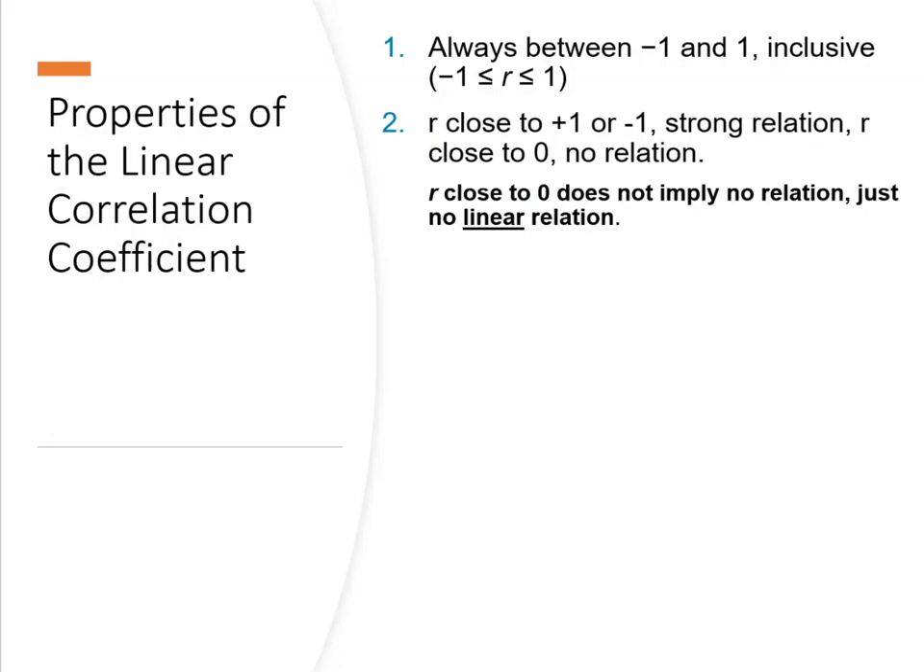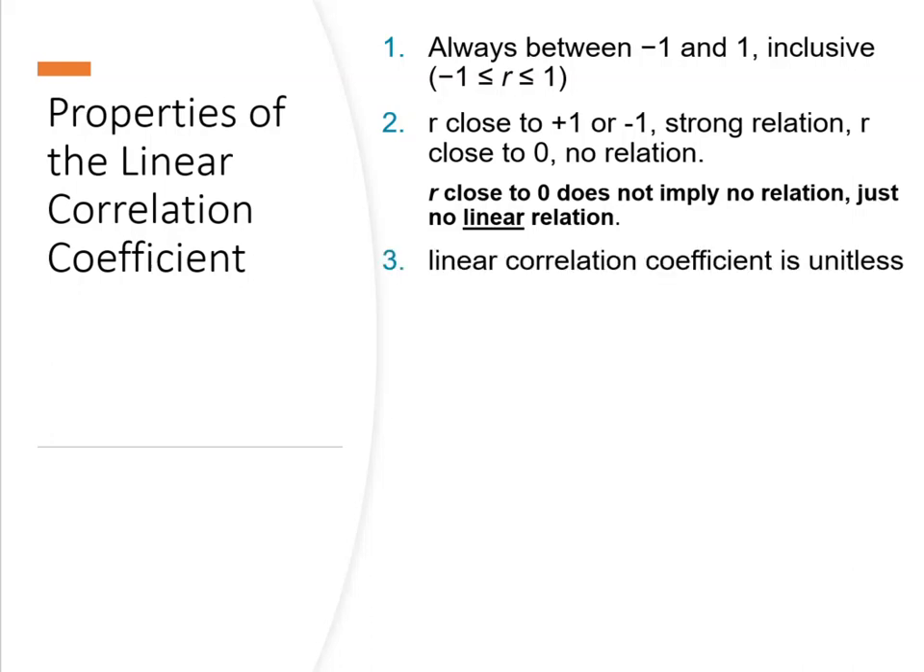The closer my r value is to positive or negative 1, we would indicate that that is a strong relation. However, the closer r is to 0, we would say that there is no relation. Now just remember though that when you have r close to 0, it doesn't imply that there's no relation, it's just implying that there is no linear relation. So still, if it's close to 0, we're going to say no linear relation. Close to positive and negative 1, we have a strong relation.